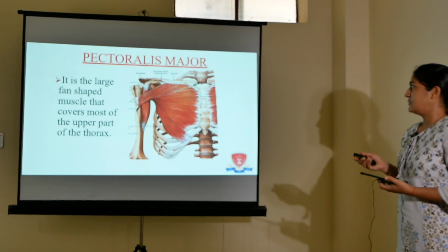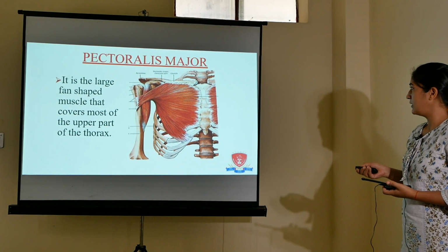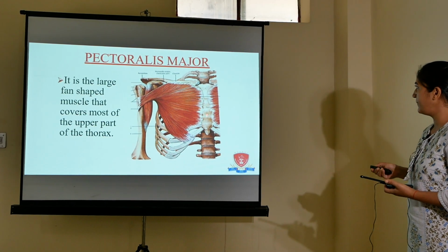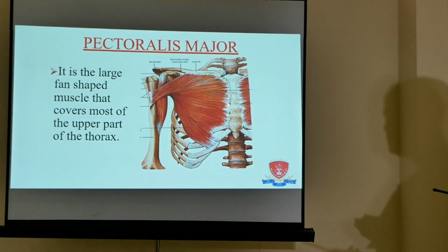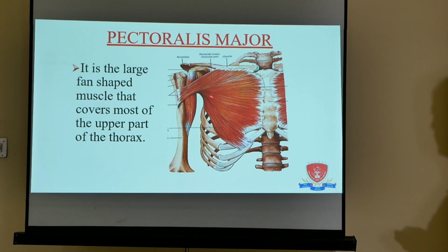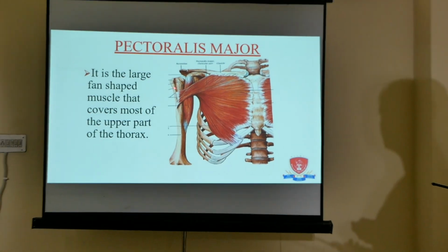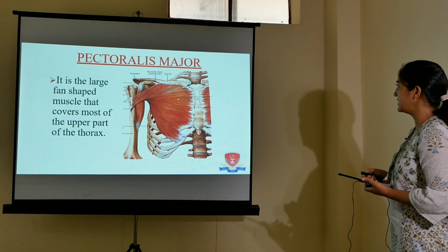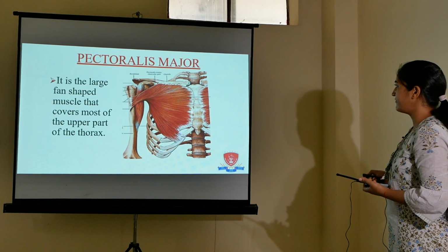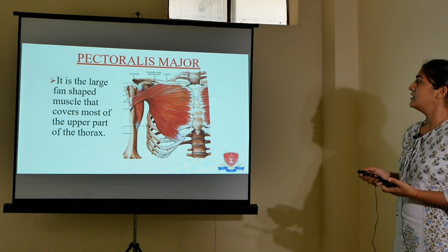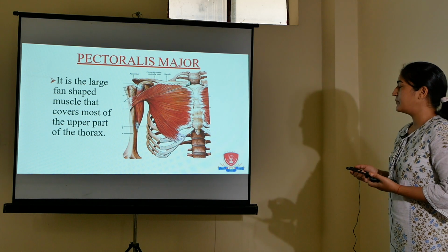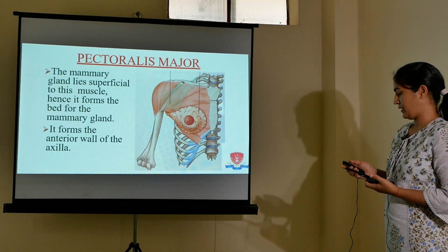So pectoralis major muscle, as you all can see on the screen, this whole is the pectoralis major muscle. It is covering the chest wall anteriorly. That means it is the muscle of the anterior chest wall. We say it is a fan shaped muscle because you can see this is the stem of the fan and this whole muscle is fanning from there. So it is a fan shaped muscle that covers the anterior portion and the upper portion of the thorax.